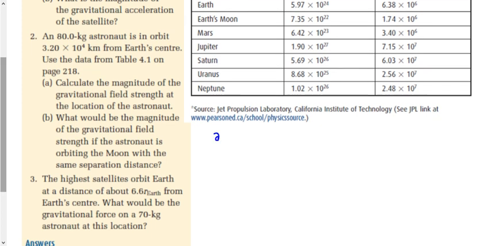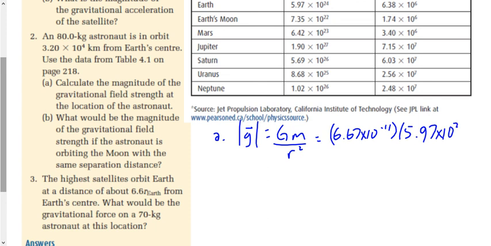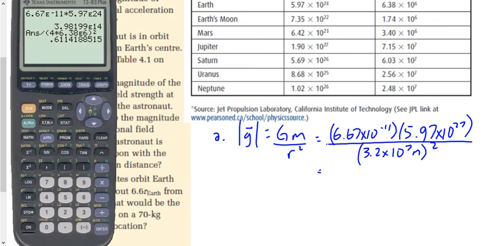But I think it's easier just to go straight to the producer equation here. So for question A, we're going to say g is equal to GM over r squared. But be careful, the mass we use here is not the 80 kilogram astronaut. It's the mass of the Earth. And R is, what are we here? 3.2 times 10 to the 4 kilometers, or 3.2 times 10 to the 7 meters from the center of the Earth. Big number or small number here? 6.67 times 10 to the minus 11 times the mass of the Earth.